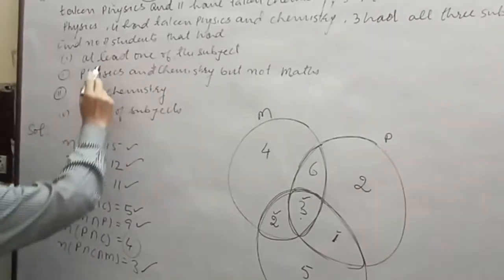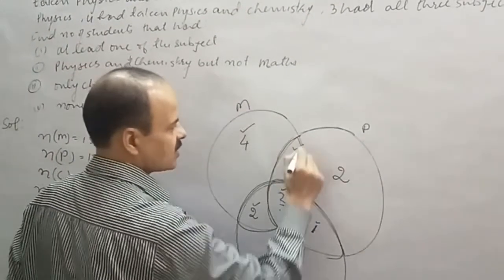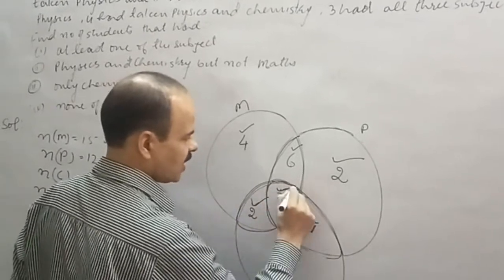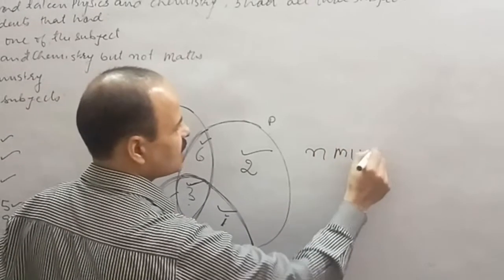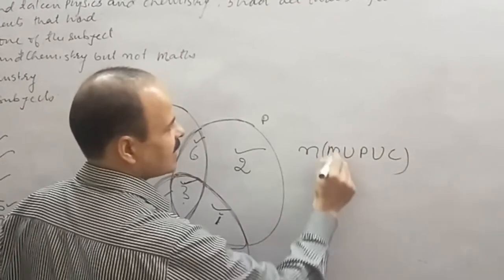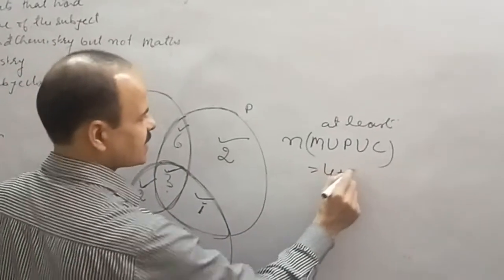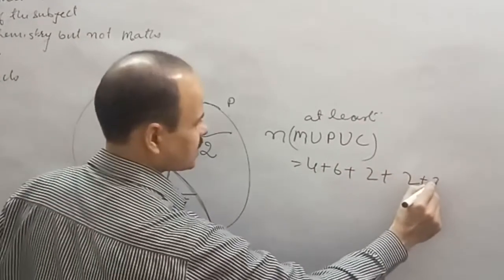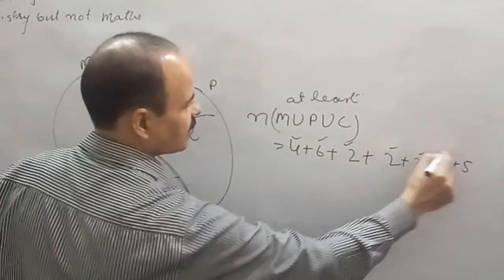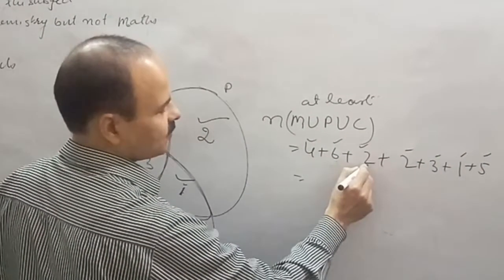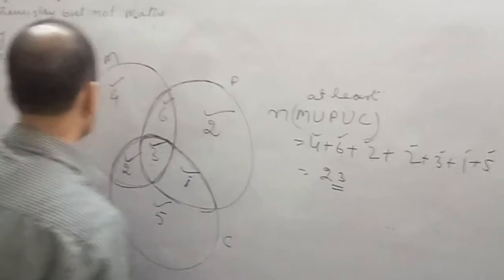Now what you have to calculate first? At least one of the subject. So you have to add all these 7 parts: 1, 2, 3, 4, 5, 6, 7. So what will be n of M union P union C, at least one of the subject. So 4 plus 6 plus 2 plus 2 plus 3 plus 1 plus 5. 7 parts you have to add. So what you will get total? 10, 12, 14, 17, 18 plus 5, 23. So 23 is the answer.